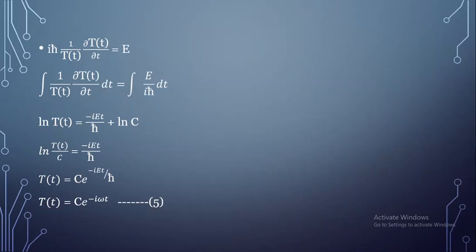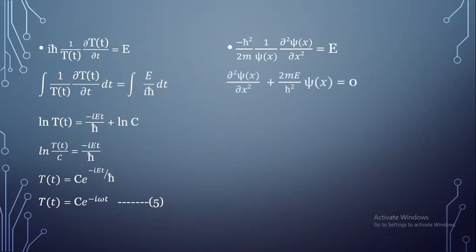Now let us find the solution for the second part, that is, the solution for ξ(x). For that we need to consider the first term equated to the total energy E, which is constant. Rearranging, we get the equation ∂²ξ(x)/∂x² is equal to minus 2m/ħ² times E times ξ(x). So the RHS term is brought to the LHS and we get this equation.